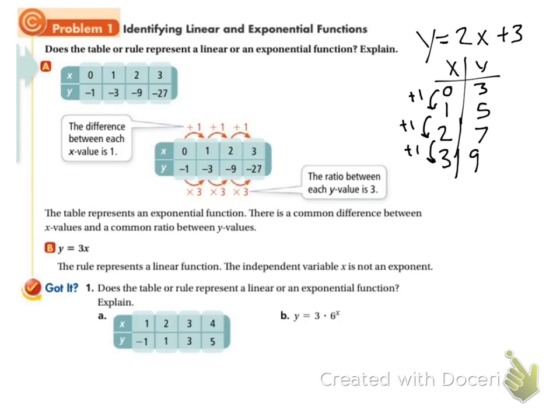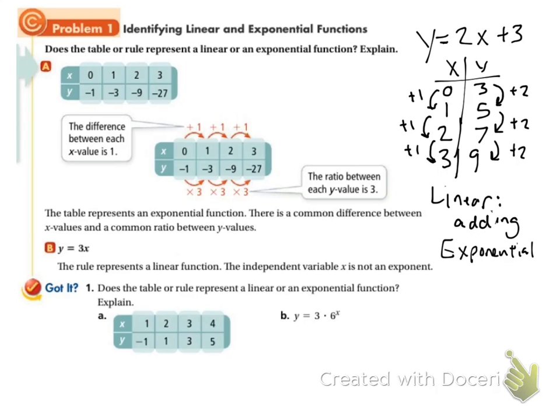But you want it to be the same so that you can actually make a conclusion from how your y's are going up. When we're working with linear equations, we are adding. Okay, so in this case, we're adding 2. Okay, so linear deals with adding. Whereas when we're working with exponential, we're working with multiplying.